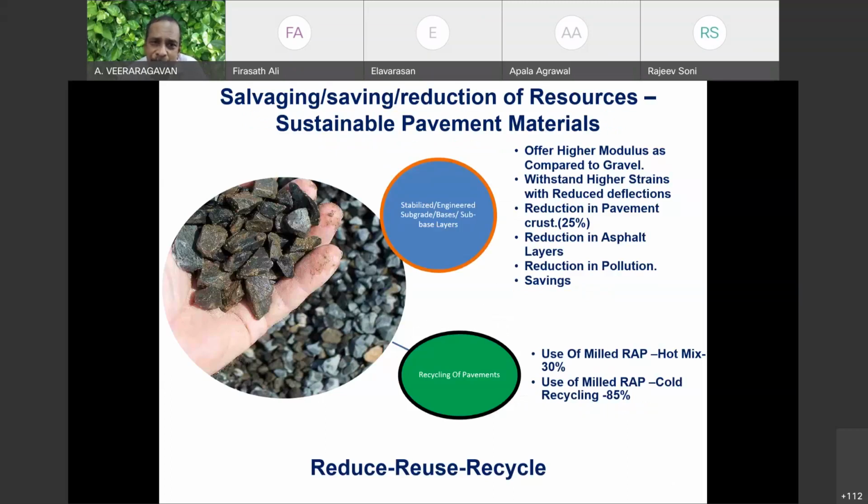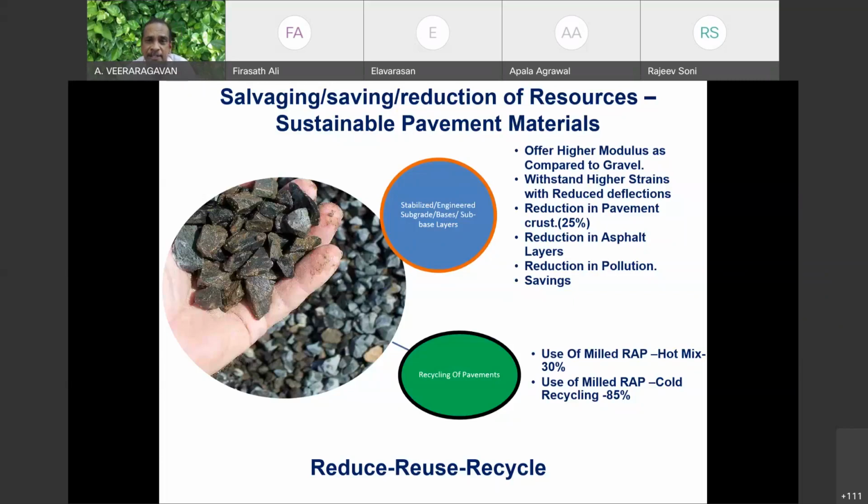So when you talk about sustainable material, we need a material which will offer a higher modulus when compared to gravel. I can go in for a stabilized subgrade or engineered subgrade, subbase, base. I call the stabilized base, stabilized subbase, stabilized subgrade as engineered subgrade. So when I talk about engineered subgrade, subbase, base, you should be able to find what is its modulus. How much strain can it take up? Will it result in a reduced thickness? Will it reduce the thickness of the bituminous layer? Will it reduce the pollution? What are the savings in cost? So that is a challenge before you.